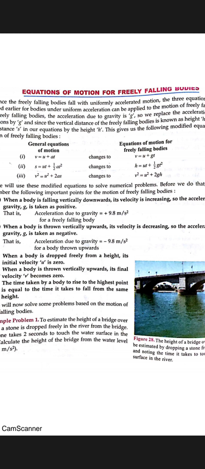That when we take a body moving in the vertically upward direction, then the value of g, that is acceleration due to gravity, will be taken as positive, and when the body is moving vertically downwards, then the acceleration due to gravity is taken as negative.